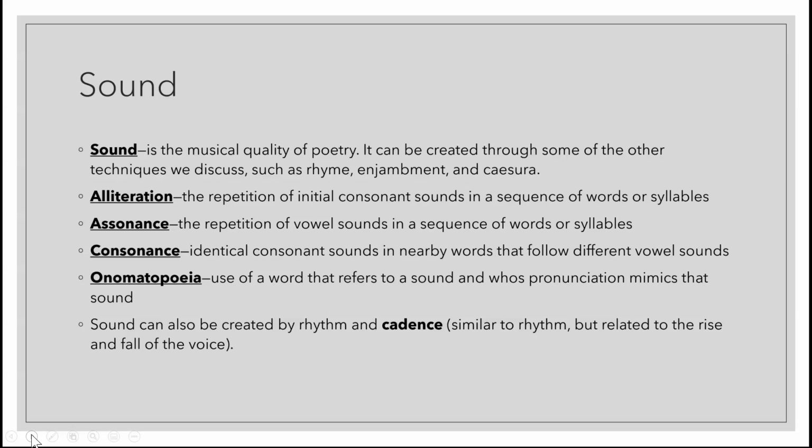Onomatopoeia is the use of a word that refers to a sound and whose pronunciation mimics that sound. Sound can also be created by rhythm and cadence, similar to rhythm, but related to the rise and fall of the voice. These are things that you try your best to identify as you read. If you can't find them in a poem, it doesn't mean they're not there, but you need to be vigilant.